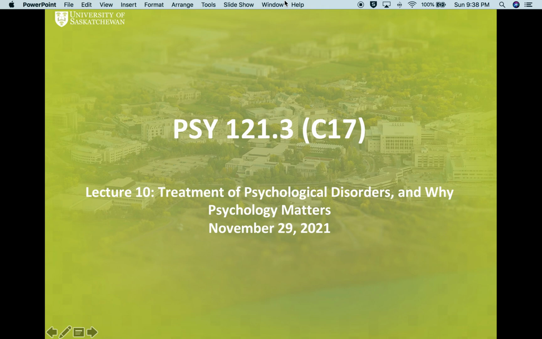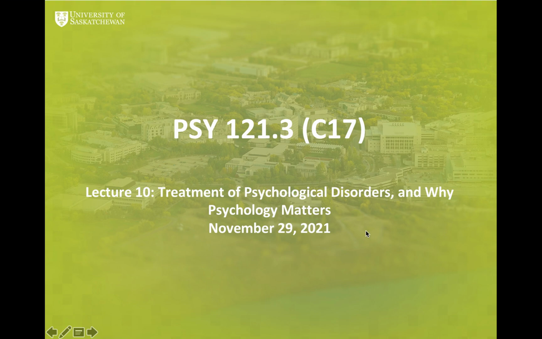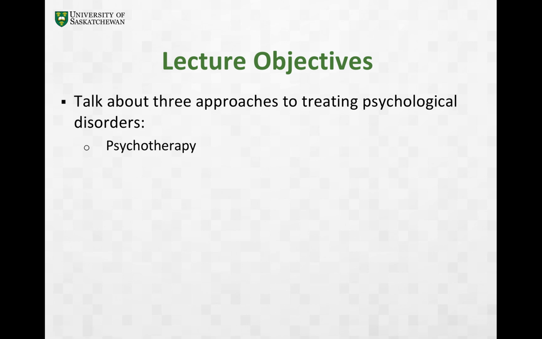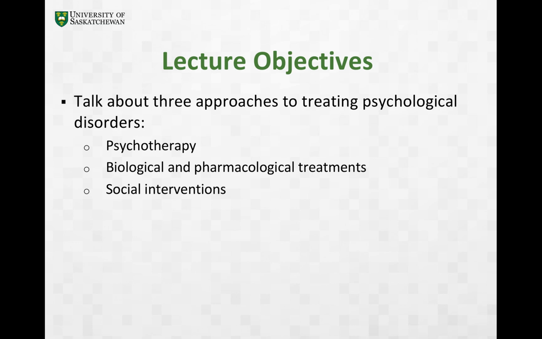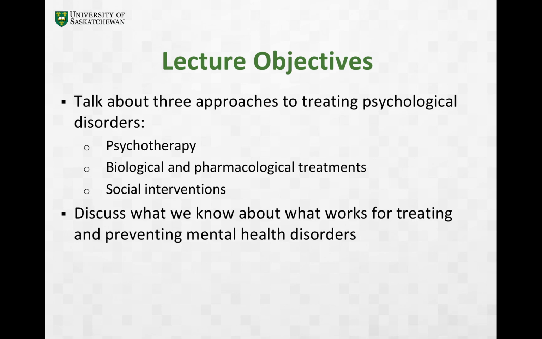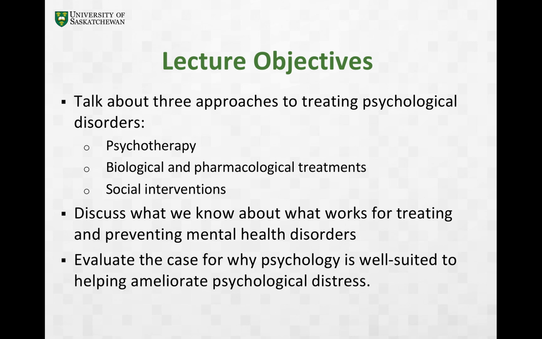We're in Lecture 10 this week, Chapter 18, talking about the treatment of psychological disorders as well as why psychology matters. So, some objectives here for us today. We'll talk a little bit about 3 approaches to treating psychological disorders, which will include psychotherapy, biological and pharmacological treatments, and social interventions. We'll also discuss a little bit about what we know about what works for treating and preventing mental health disorders. And finally, we'll evaluate the case for why psychology is well suited to help ameliorate psychological distress.